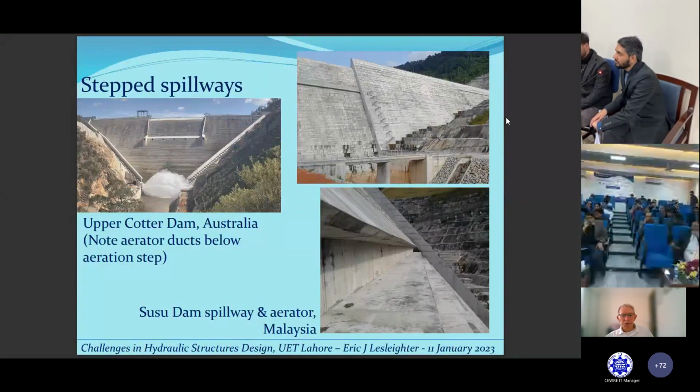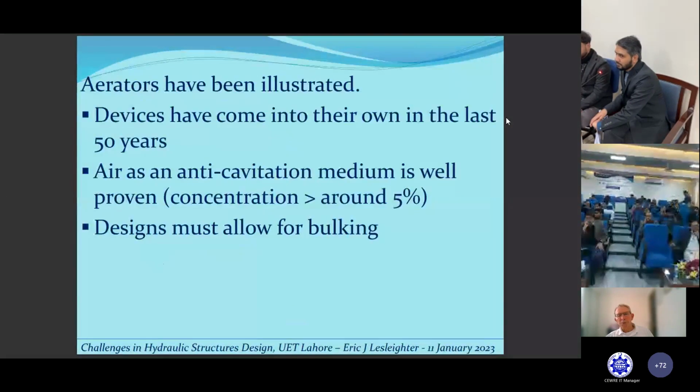Another one here in Malaysia, the Susu Dam. This one is a step spillway. It has the main spillway down on the left of the picture and then the non-overtopping section on the right. The bottom side picture shows the actual aeration step up on the top part of the picture, and then the opening there where we're standing with a horizontal surface, that is actually the opening where the air comes in from the side ducts in underneath the jet.